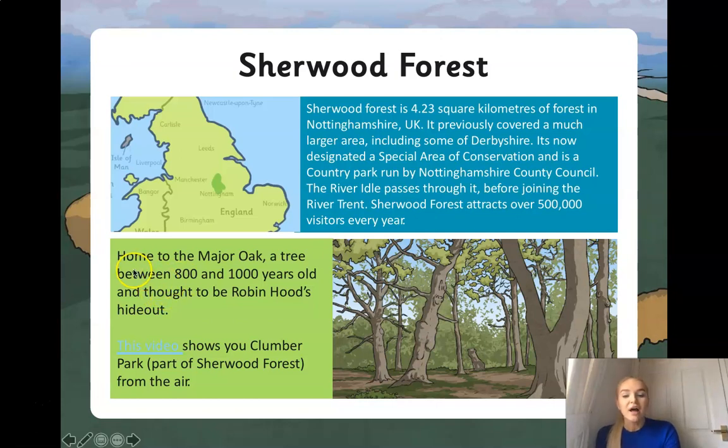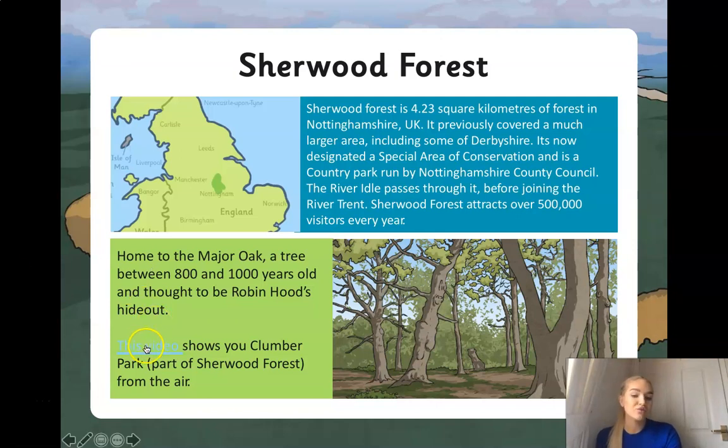Now it says here, the Sherwood Forest is home to the Major Oak, and this is a tree between 800 and 1,000 years old, thought to be where Robin Hood hid. Now I'm going to show you a video of a place called Clumber Park. Clumber Park is part of Sherwood Forest, and this video is taken from the air. So I'm going to show you this now.